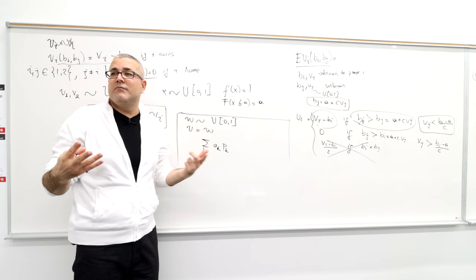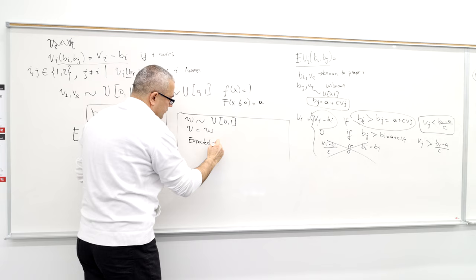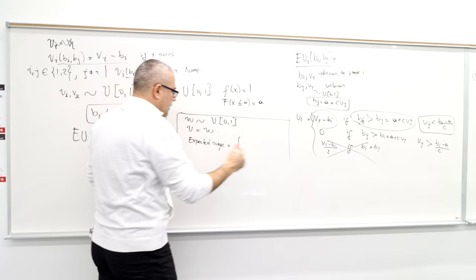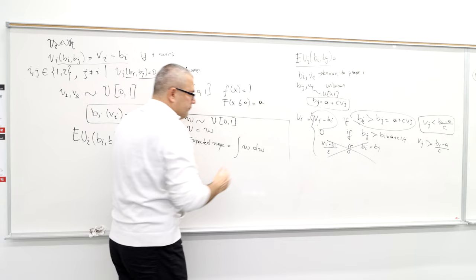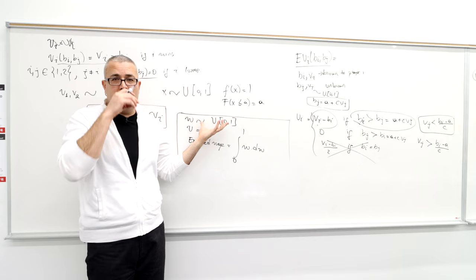So my expected wage, let's call it that, is the integral of W dW, where W is coming from 0 to 1. That's it. Basically it is the expected value of the uniform distribution, which we know is 1/2.